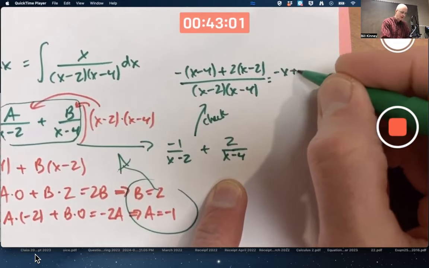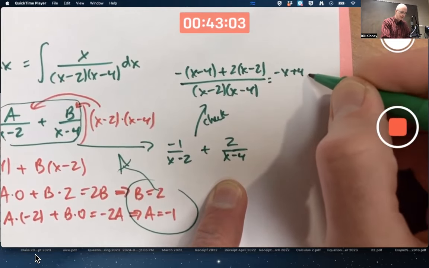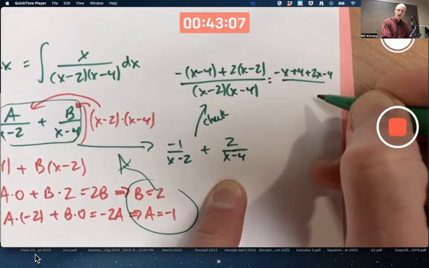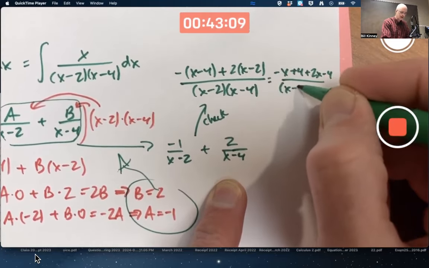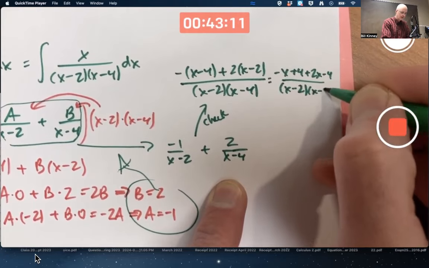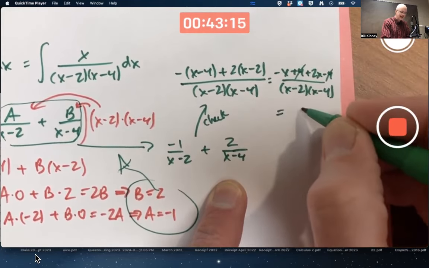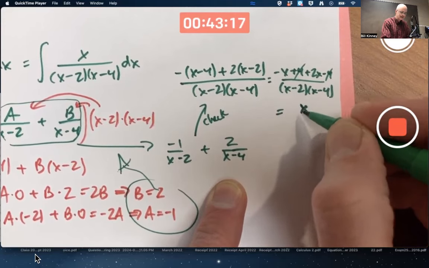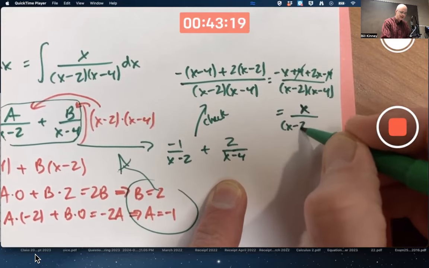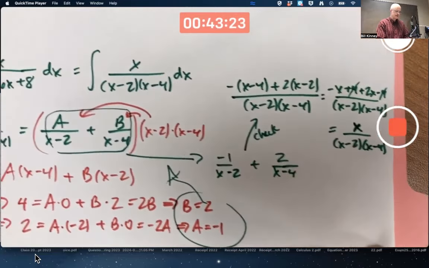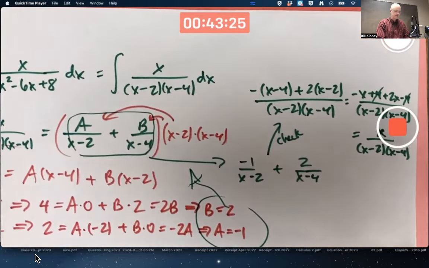Negative x plus 4 plus 2x minus 4, all over x minus 2 times x minus 4. Lo and behold, the 4's cancel. 2x minus x is x. There we have it. That checks it. That is the same as this function that we're integrating here, the function that I put over here.